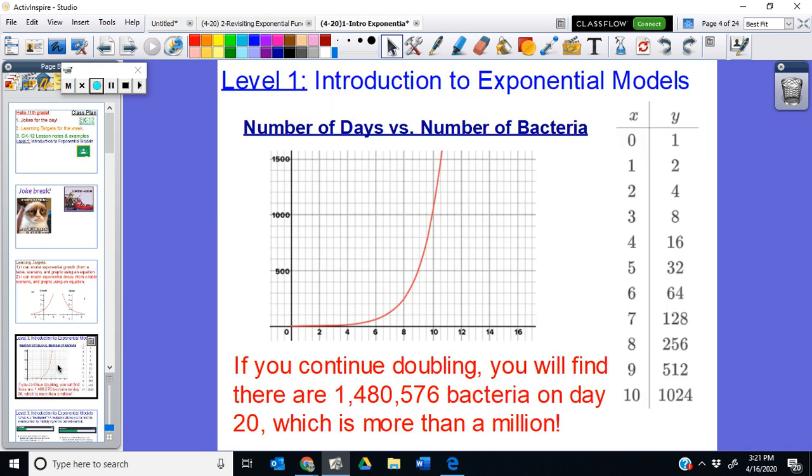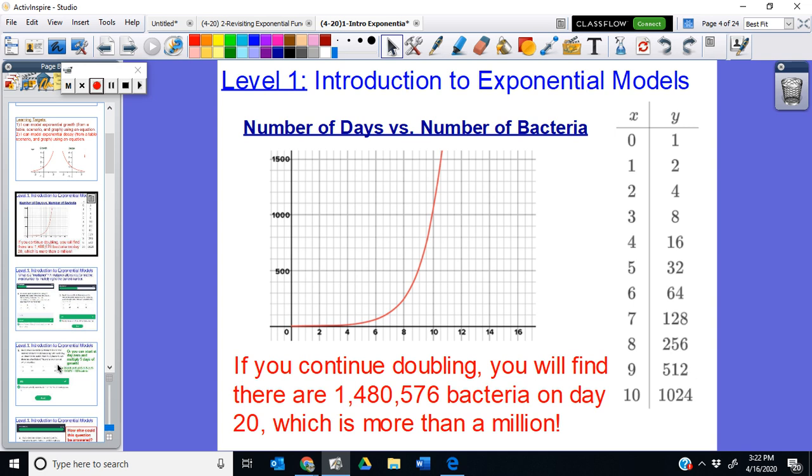Now, here is an example of exponential growth. This is from that CK12 lesson again. You can see the number of days increasing and the number of bacteria is also increasing. There's a question that asks, after day 20, how many bacteria will there be? And it will be more than 1 million. This is how fast exponential growth can occur.